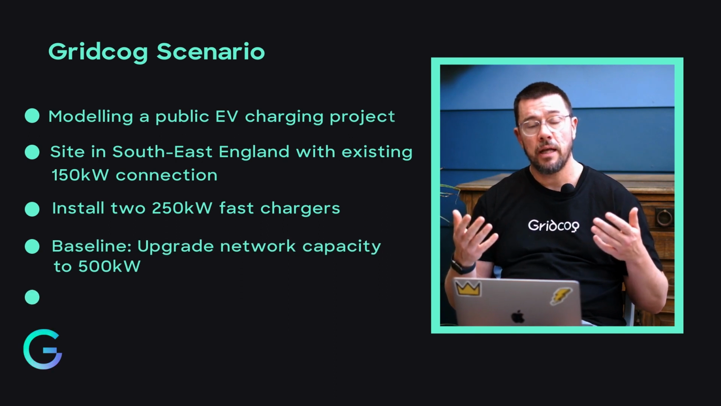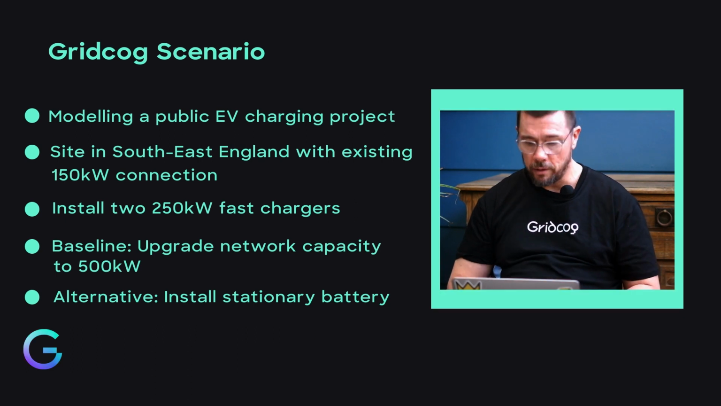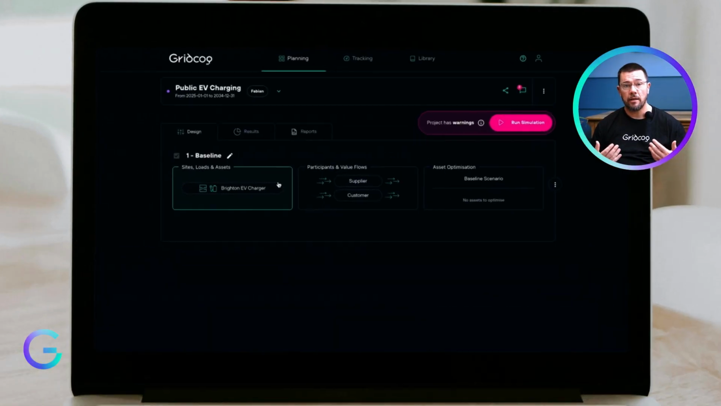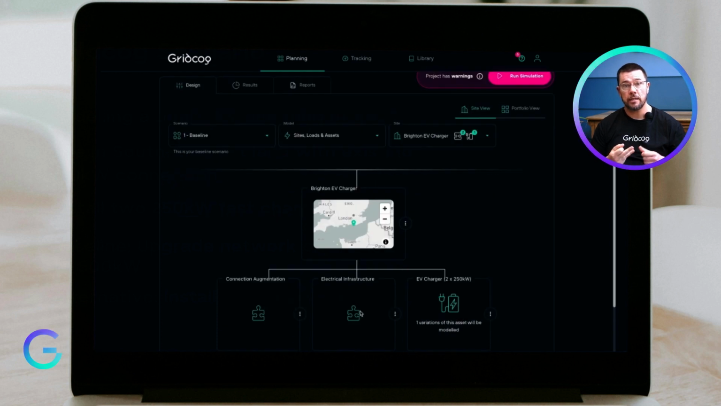I'll show you how that's configured, and then we'll start looking at some alternative scenarios with the battery energy storage system. Let's take a look at Gridcog. You can see here in our baseline scenario that we've got our connection augmentation cost, our electrical infrastructure at that site, and our two 250 kilowatt EV chargers.